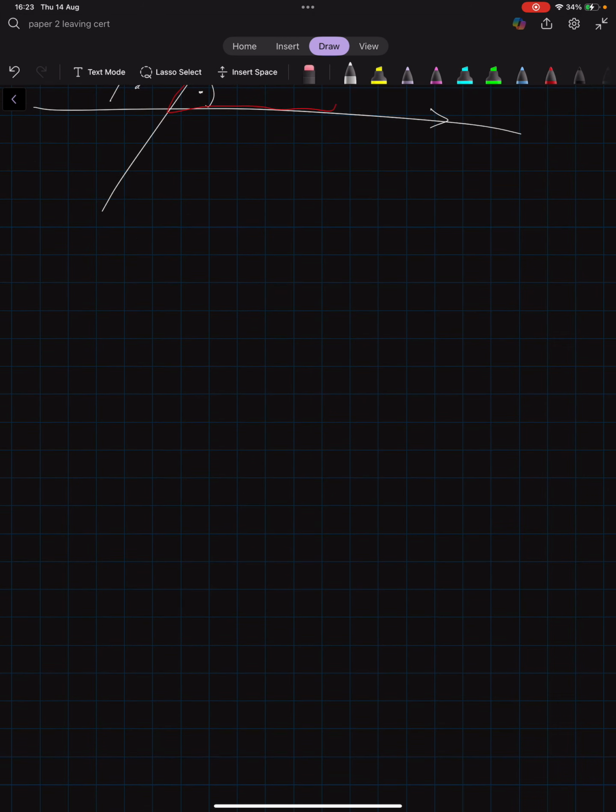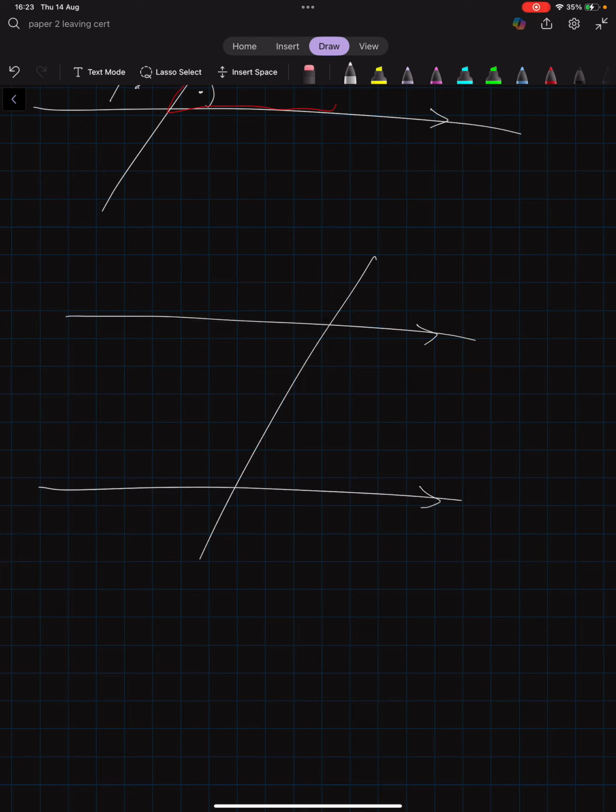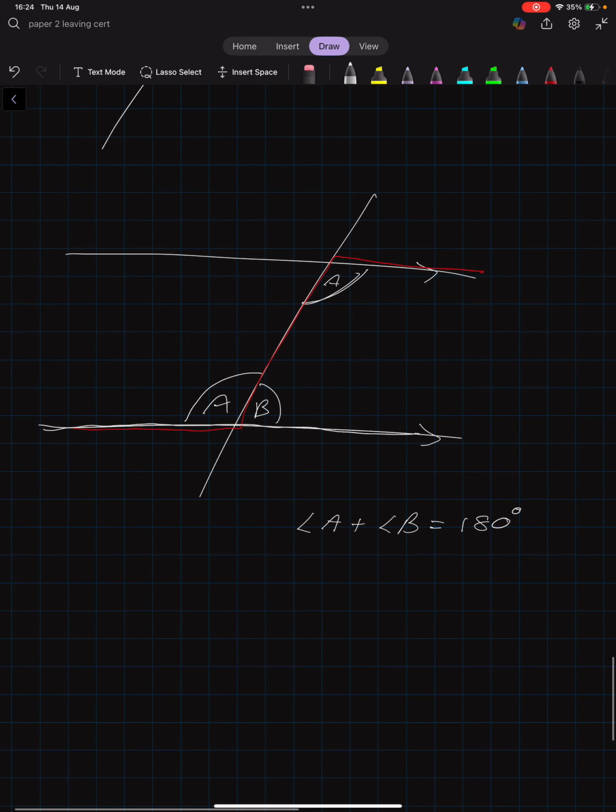And then finally, interior angles. If you have two lines, again, parallel, and you have this angle, and this angle, they will add to 180. The reason is because this angle A is the same thing as this angle here because of the Z. Okay, so again, they are alternate. And again, this is just a dead straight line, which means that A and B have to be 180. Okay?